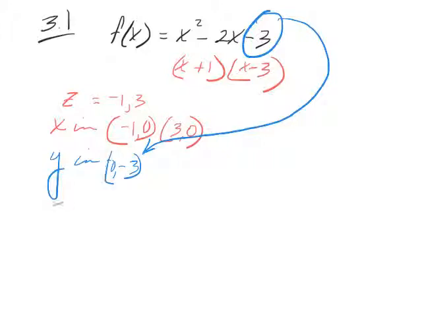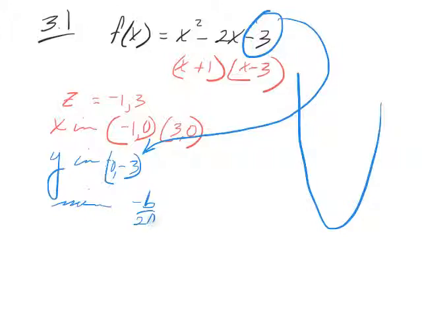My minimum value, because the graph does go like this, so I've got a minimum value, and my minimum value would be your negative b over 2a and the function of negative b over 2a. So that would give you your minimum value. Your domain would be all real numbers.